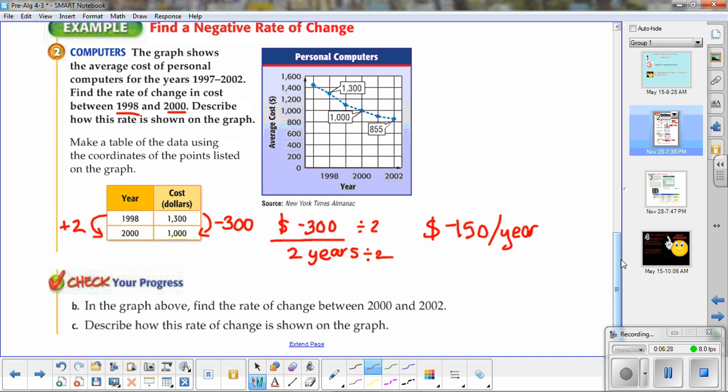In the graph above, find the rate of change between 2000 and 2002. Well, we could make a little table of values just like we have over here. So we'll do the years and the cost. In 2000, it was $1,000. And in 2002, it was $855.